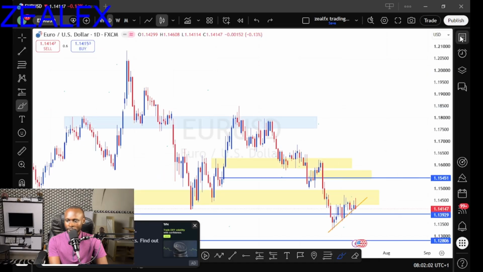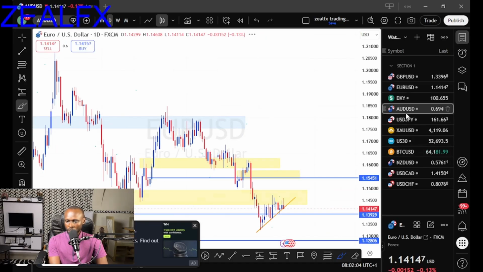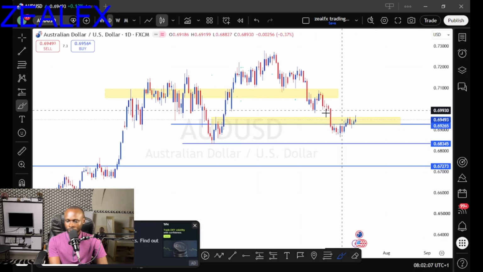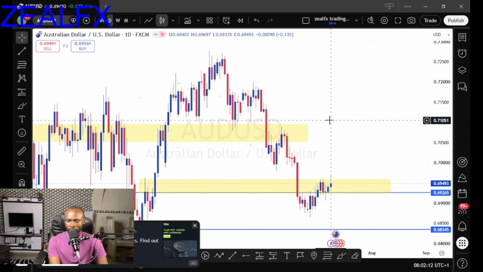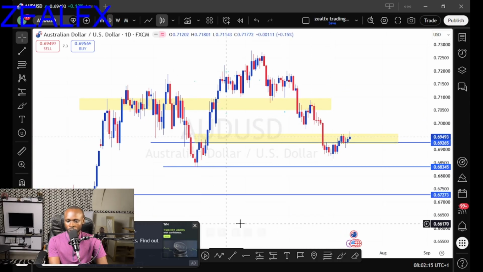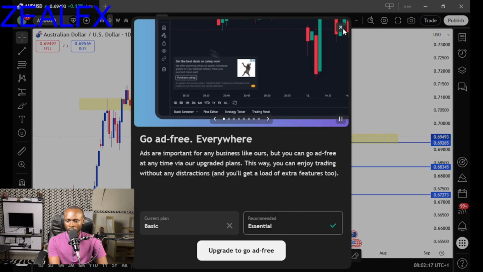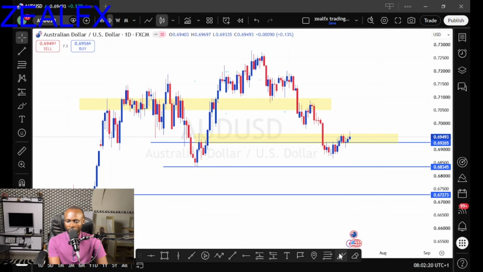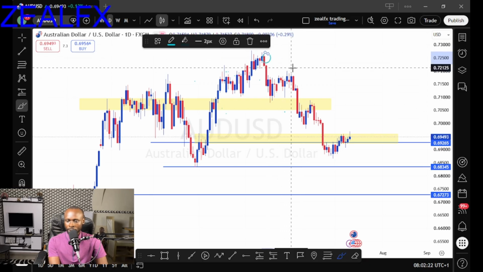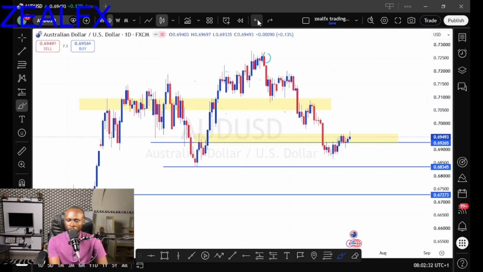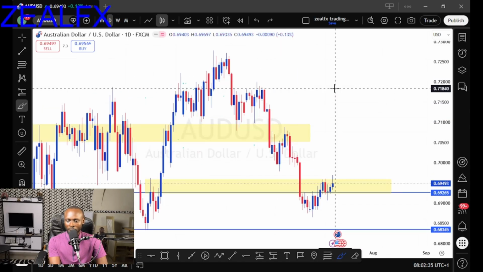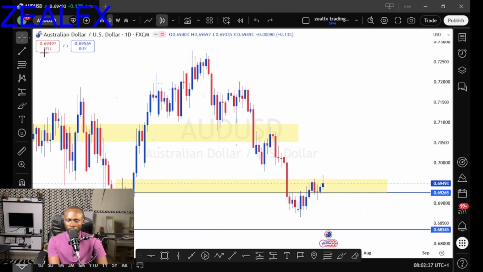So let's look at the next pair, which is the Australia USD. On my daily time frame, we can see we have a bearish trend for the Australia USD, which is we now have this higher high, then a lower high and a lower high. So this is a sign of a bearish trend for the Australia USD. So long as we have this sign of a bearish trend, our aim is to look at more of this bearish movement for the Australia USD.